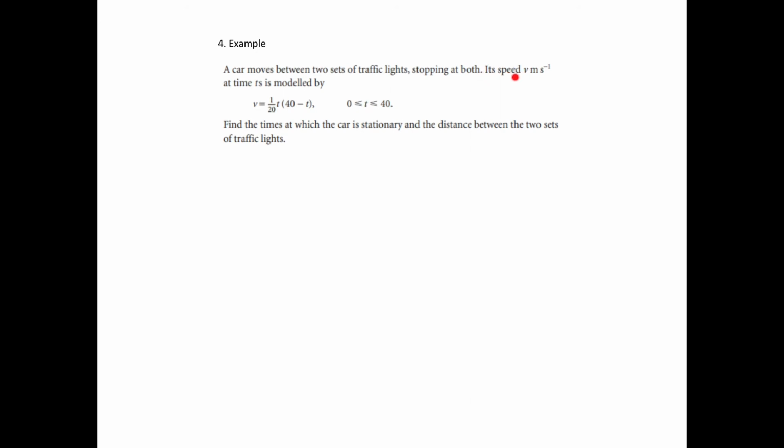Its speed v meters per second at time t is modeled by this formula. Find the times at which the car is stationary and the distance between the two sets of traffic lights. So we are looking for times and the distance. First, to find the times at which the car is stationary, the keyword here is stationary. Stationary means v equal to 0. So we substitute v equal to 0 into this formula.